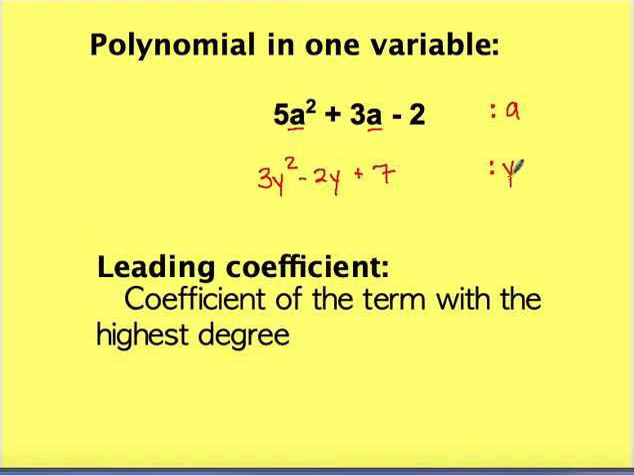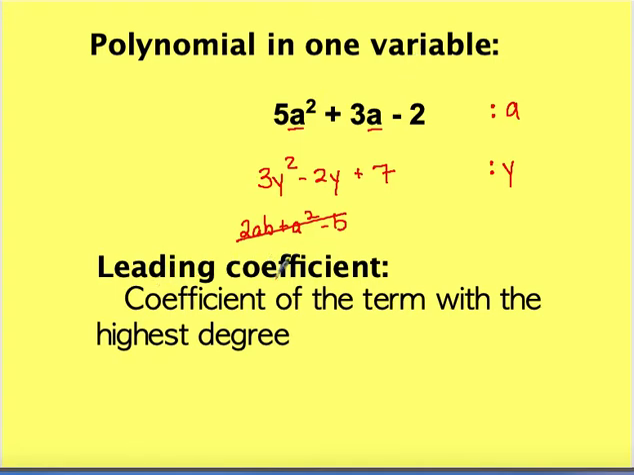A polynomial that would not be in one variable is when you have multi-variables in there, like 2ab plus a squared minus b. That would be not in one variable because you can see the representation of both a and b in there. Now that we're in just one variable mode, we can talk about a leading coefficient.